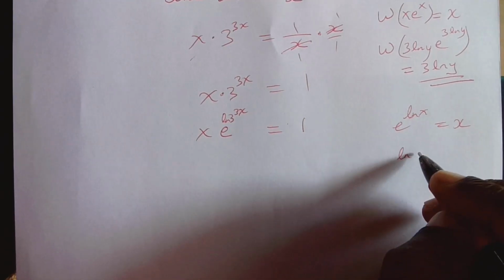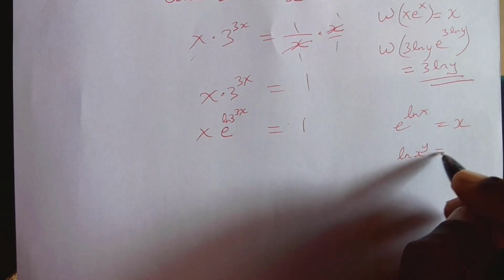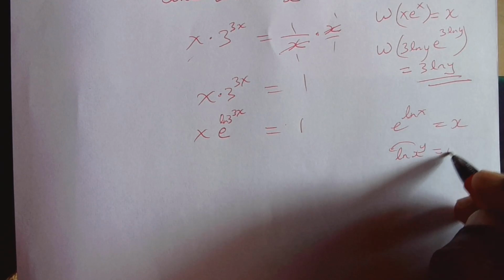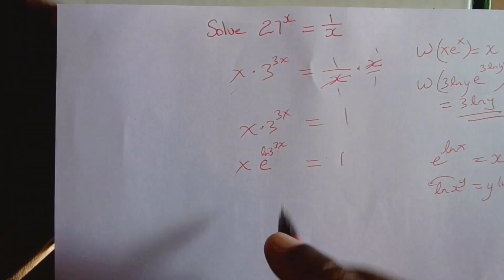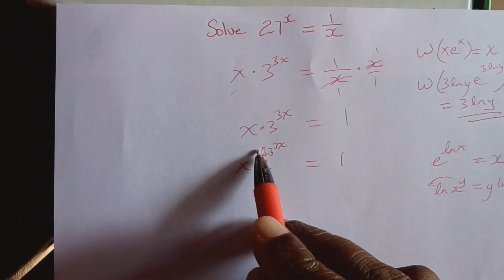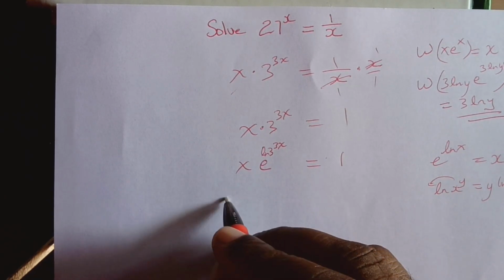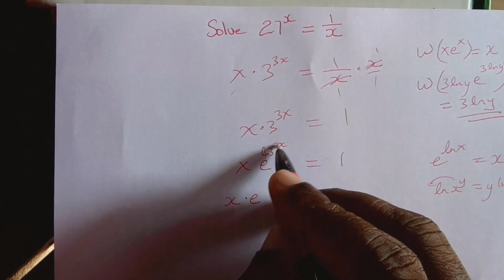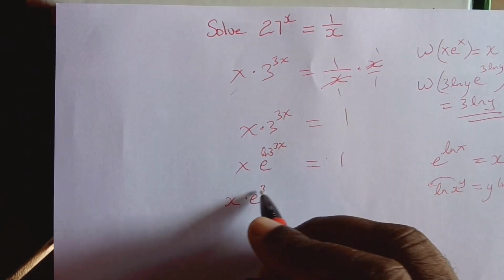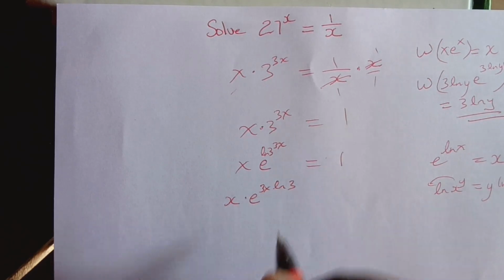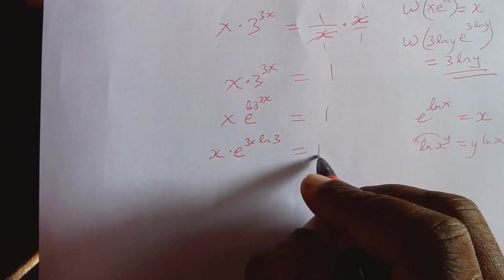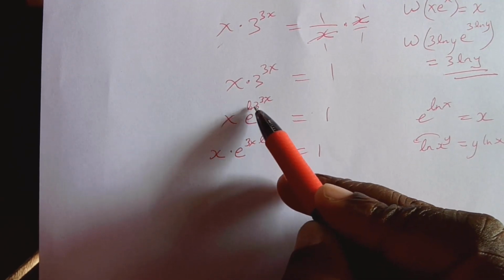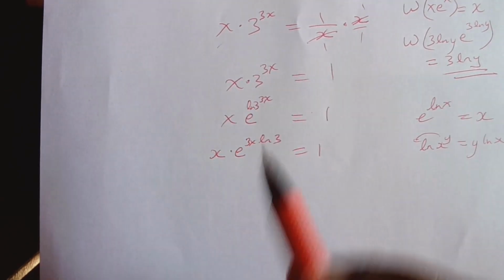Let's say we have ln of x raised to the y power. We can take the y and put it in front. So this will actually give us y ln x. So I'm going to do the same thing. I'm going to take this 3x and put it in front. So we're going to have x times e raised to, putting the 3x in front of ln, 3x ln 3, equals 1. And whenever you're writing the ln, don't write it so close to the edge. It should be a little bit over, but it's just because I didn't write it at the beginning.